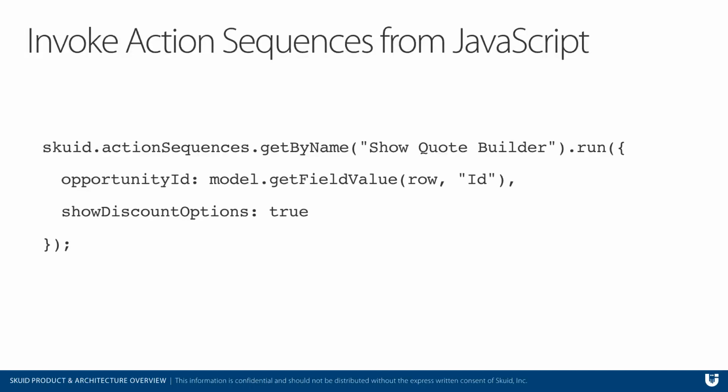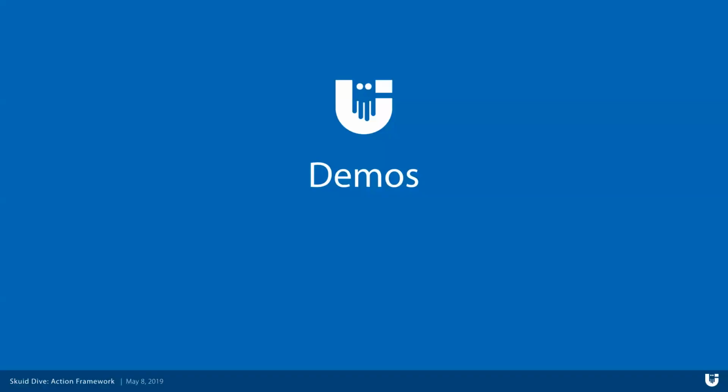Well, if I define an input called opportunity ID, then those various triggers can pass that data in. Or maybe I want to hide certain parts of that quote builder, like a discount options section. I can just say, for this place, I'm going to set show discount options to true, and let the user see that and do that. Maybe in another place I want to have it not be there.